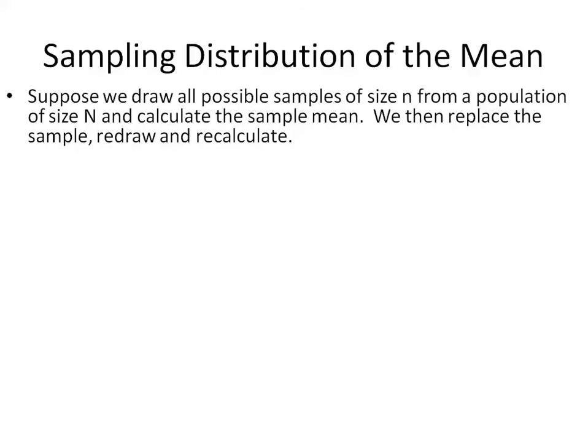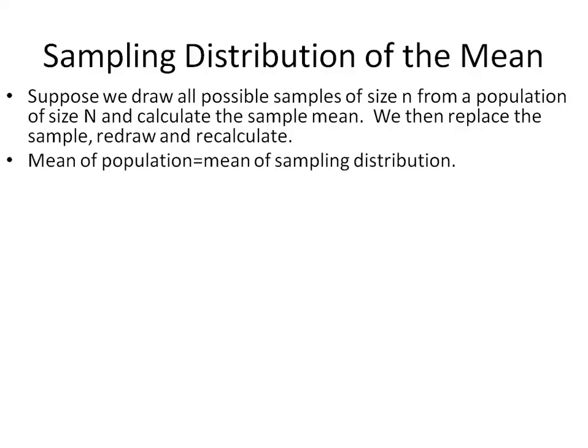So again, let's repost the scenario. We draw all possible samples of size little n from a population of size big N and calculate the mean of what we pulled out. We then replace the sample, redraw, and recalculate. So for the sampling distribution, the mean of the population that we have will be the mean of the sampling distribution. So the means stay the same.